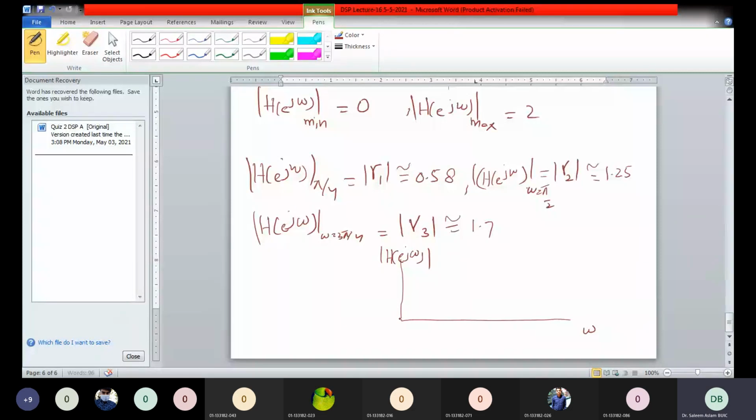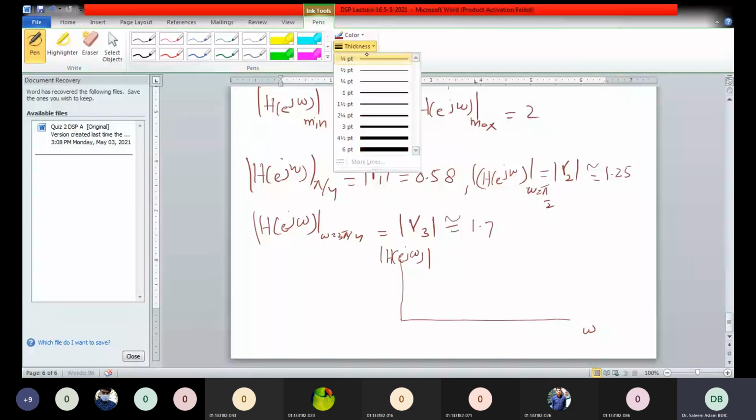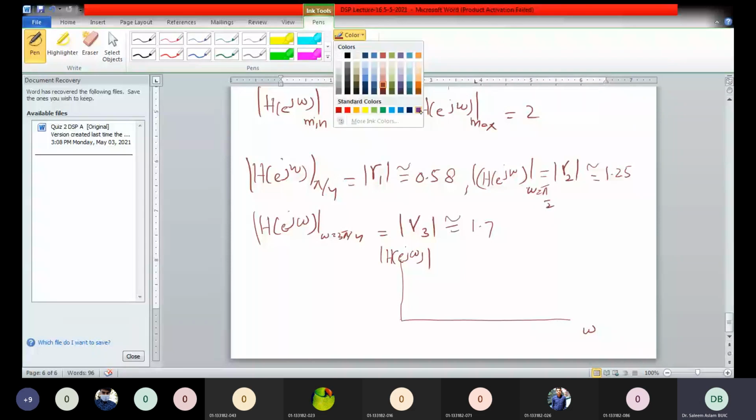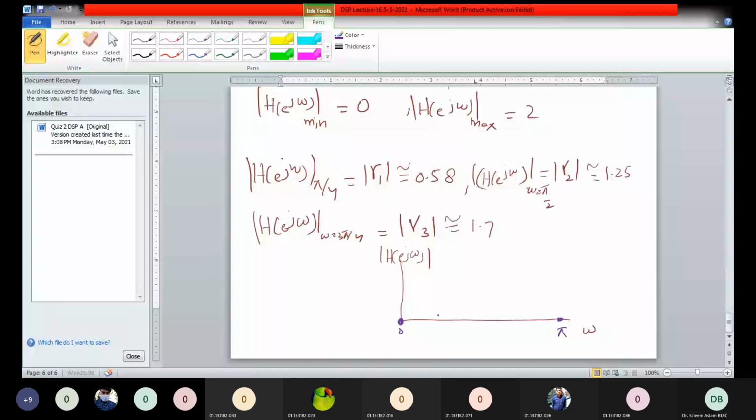Let me take purple color for these specific frequencies. We need to find the minimum value, that is 0. We have the maximum value at pi. This is 0. Then we have to find the values at pi by 4, pi by 2, 3 pi by 4, and pi.